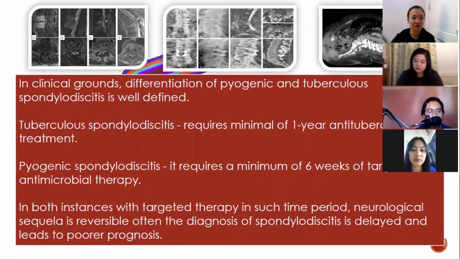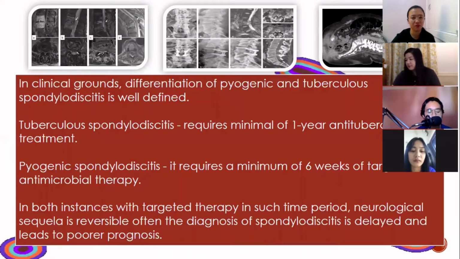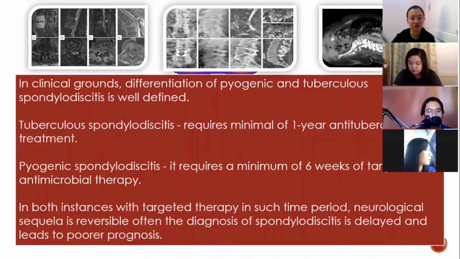On clinical grounds, differentiation of pyogenic and tuberculous spondylodiscitis is well defined. Tuberculous spondylodiscitis requires a minimum of 1 year of anti-tuberculous treatment. Pyogenic spondylodiscitis requires a minimum of 6 weeks of targeted antimicrobial therapy. In both instances, with targeted therapy in such time periods, neurological sequelae are reversible. Often the diagnosis of spondylodiscitis is delayed and leads to a poorer prognosis.